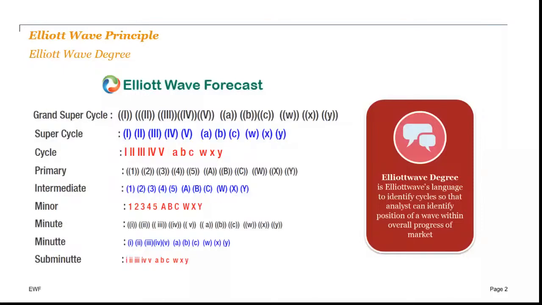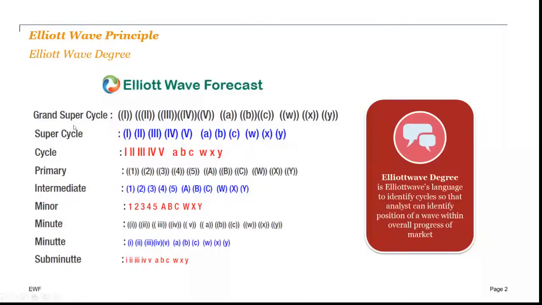So you can see here, Elliott Wave degree. What is Elliott Wave degree? It's like Elliott Wave's language to identify cycles, so that the analyst can identify the position of a wave within the overall progress of the market. The grand supercycle is what we call the highest degree. Jagdish is asking a question: please also give the time frame with each degree. Correct. So the grand supercycle is the biggest degree.